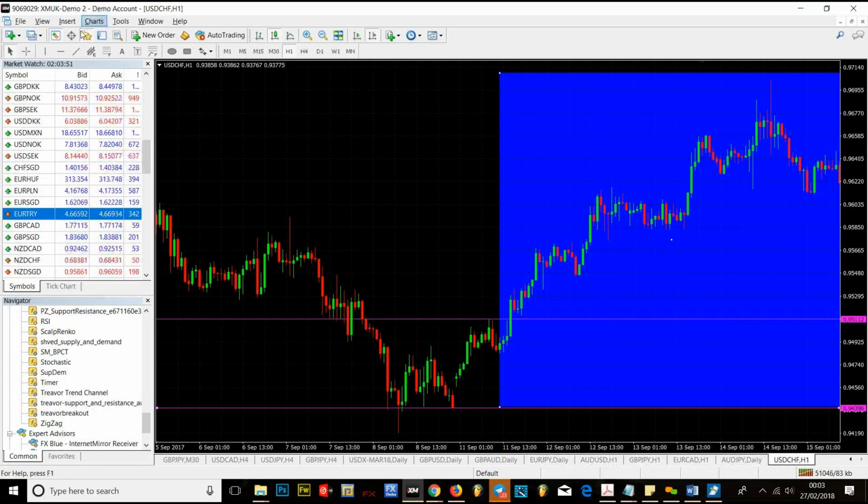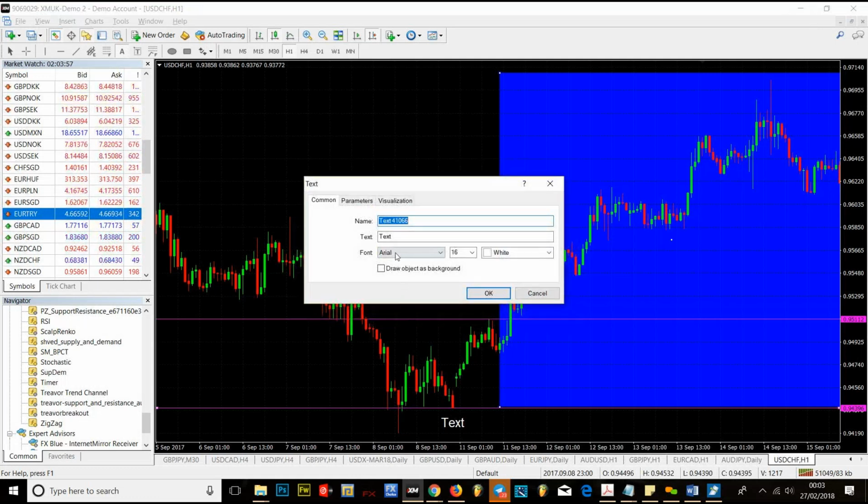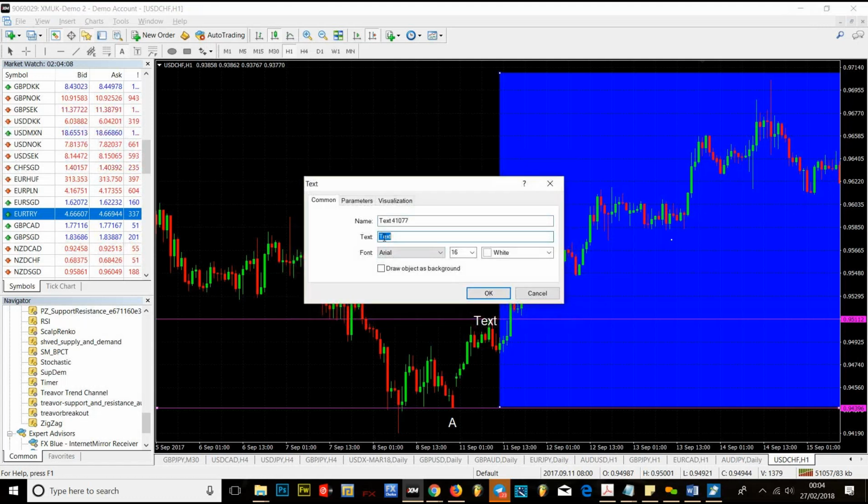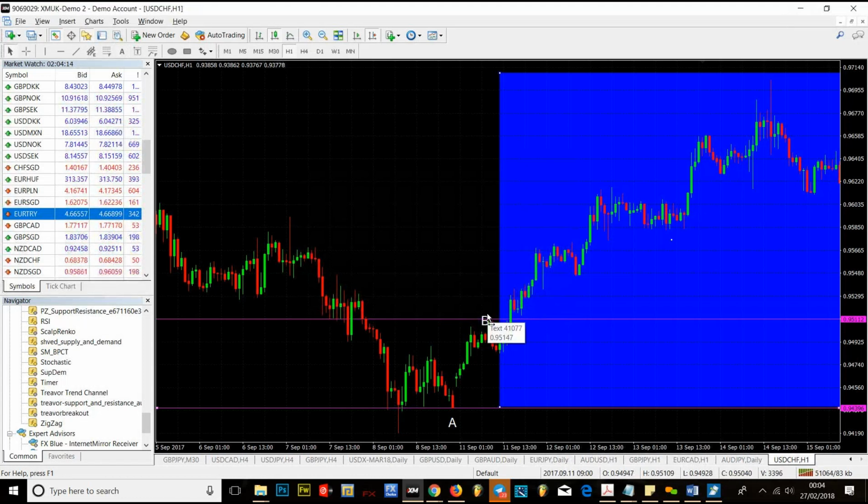Remember, my lowest point in this case will now be my A. I'm just going to draw that there for reference purposes. Then the highest point will be my B. Remember, for the bearish, we did it the other way around. The highest point is my A, the lowest point is my B. But for this one, the highest point is my B, the lowest point is my A, because the market is going from down to up.